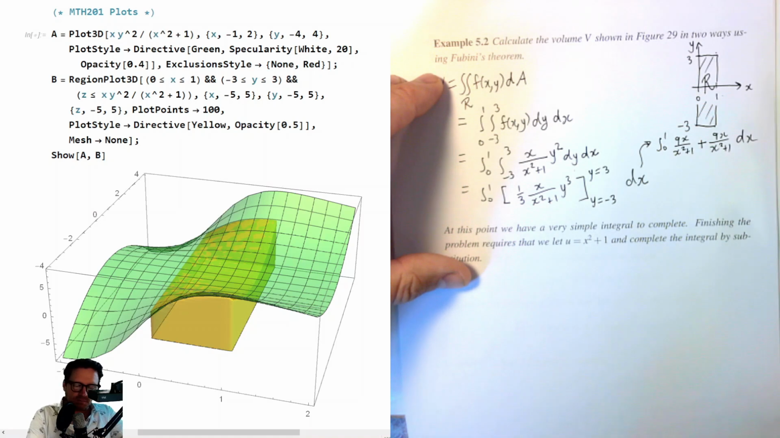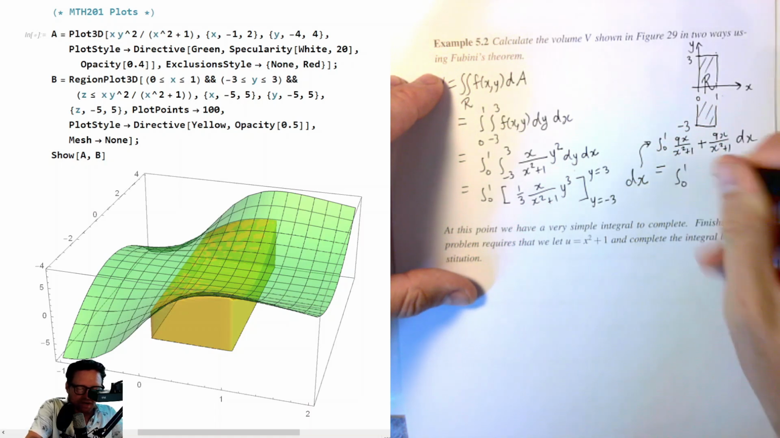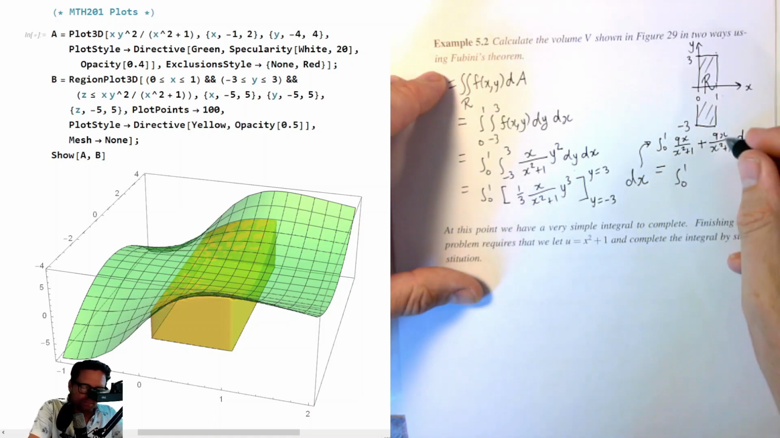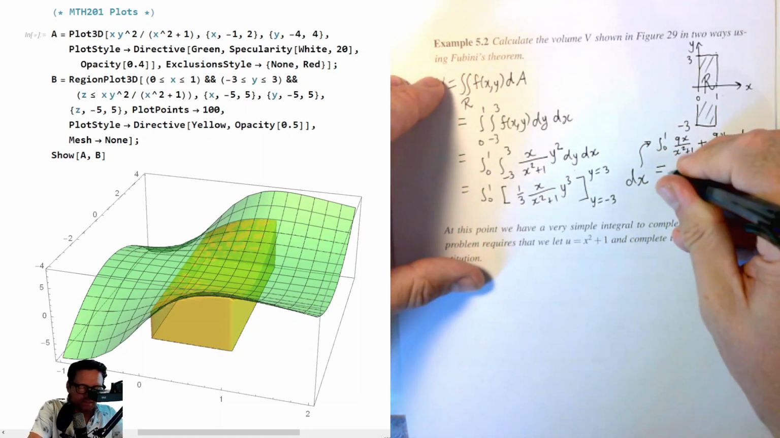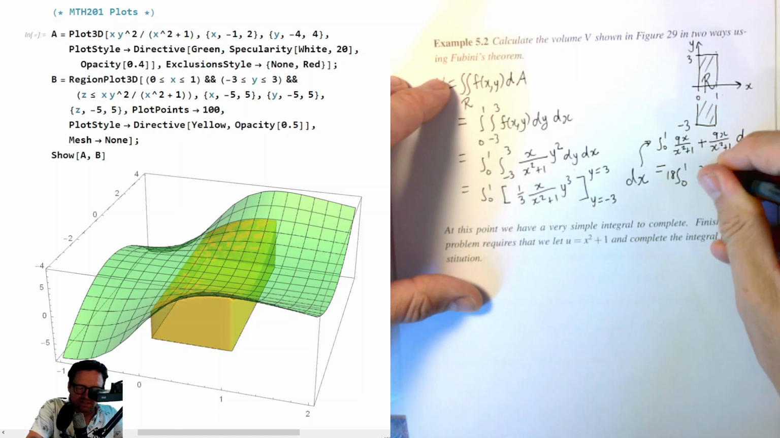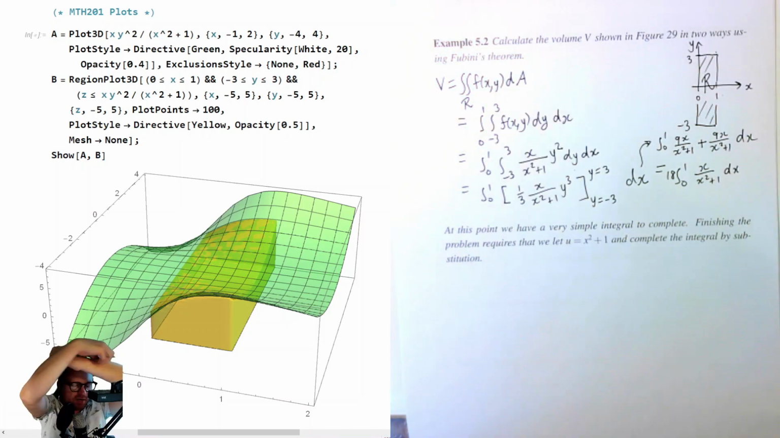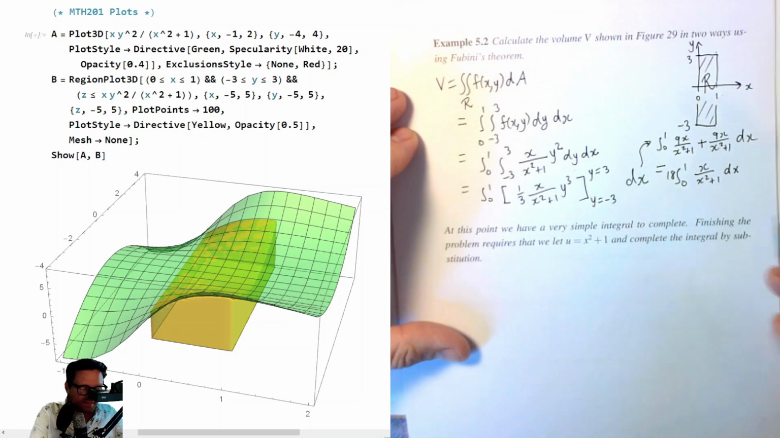Okay, now we have a simple function of x, relatively simple. So we're going to integrate from 0 to 1, pulling out, so 9 plus 9 is 18, but let's pull that out the front, and that's just factorization. So 18 times x over x squared plus 1 dx. Okay, now at this point, we've got a simple integral, but to finish it off, we want to make a substitution. So let's go ahead and make that substitution.